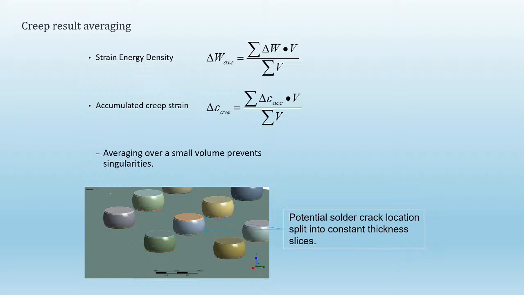So the way we do creep result averaging is we accumulate, we sum up. You can see what we do is for each solder ball we split it into two sections, the top section and the bottom section, where you expect failure to happen. And then from that you can do this volume averaging of either the strain energy density or accumulated strain rates. It has the benefit of preventing singularities from affecting your results, and also allows you to look at different size solder balls.